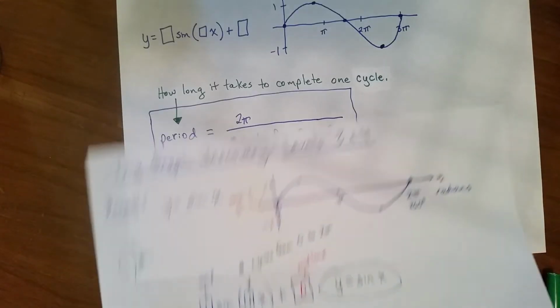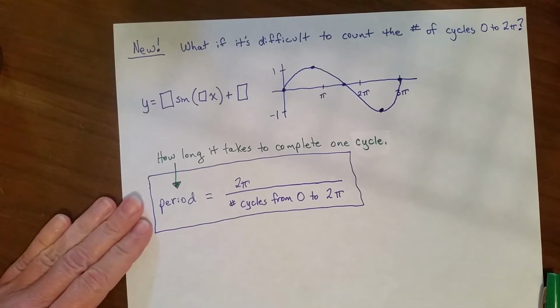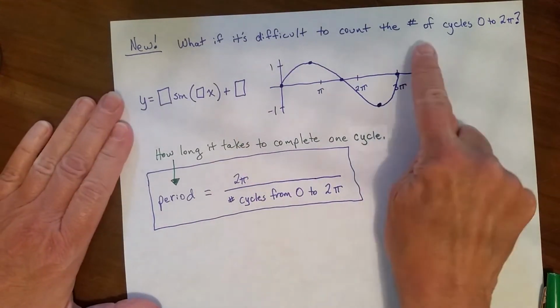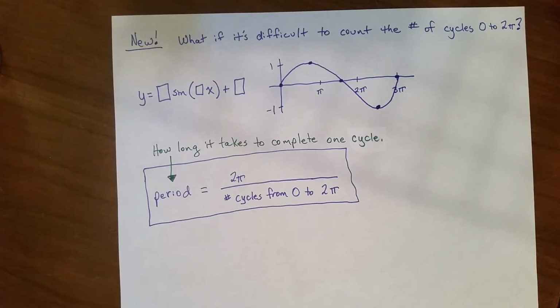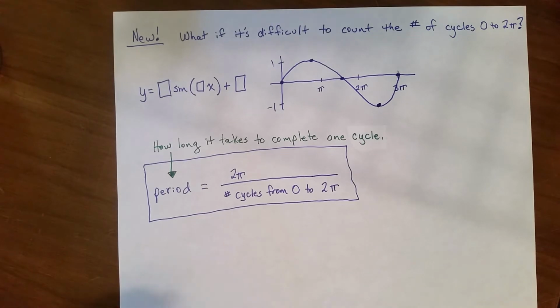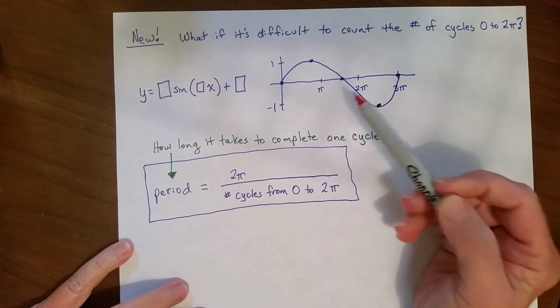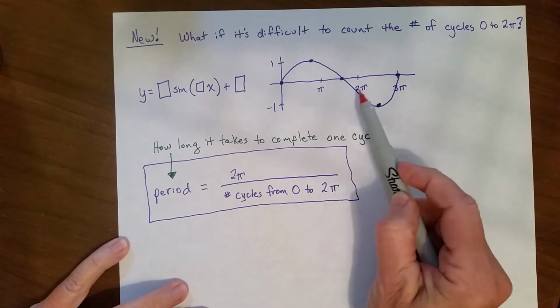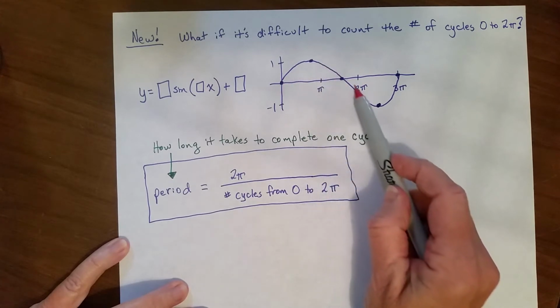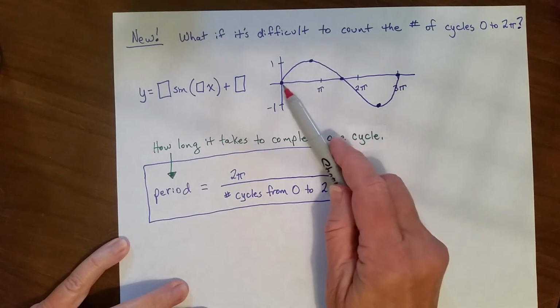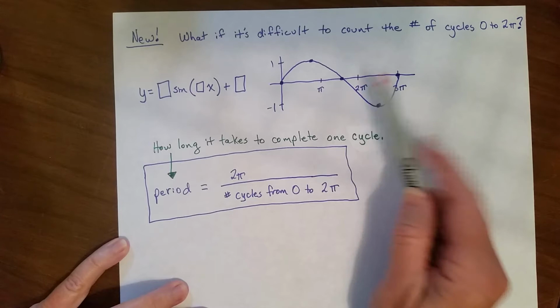Okay, now here's what's new. What if it's difficult to count the number of cycles from 0 to 2 pi? Okay, I'm going to start again with my midline. Notice from here, 2 pi is right here. It's hard to count the number of cycles. We don't even have 1 cycle in there from 0 to 2 pi.